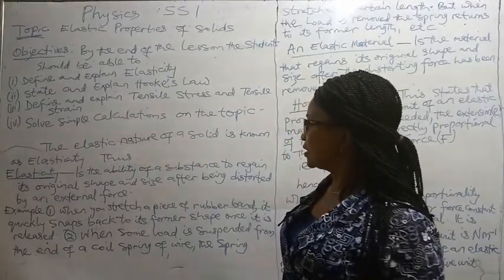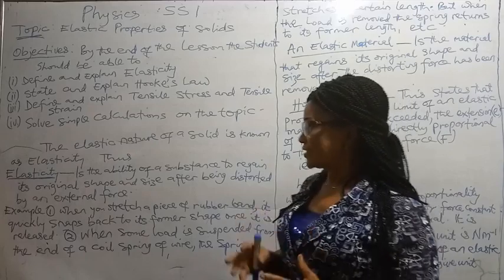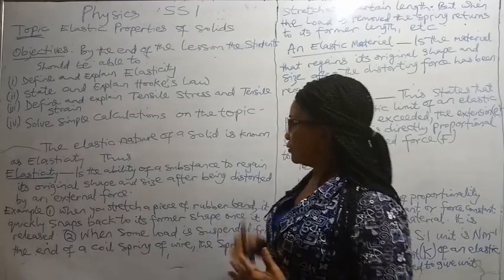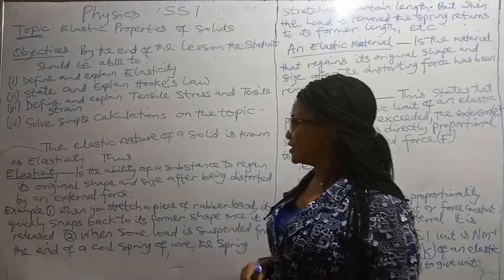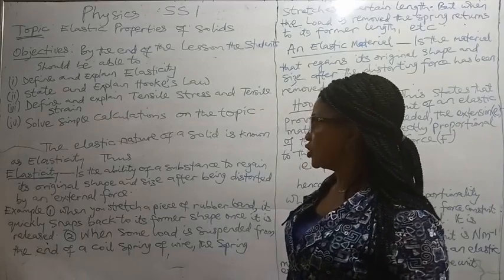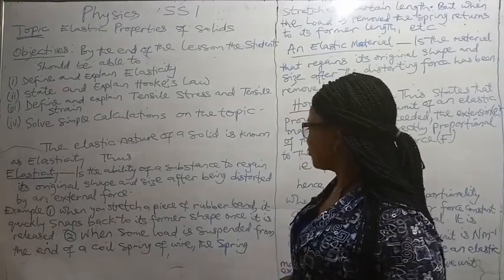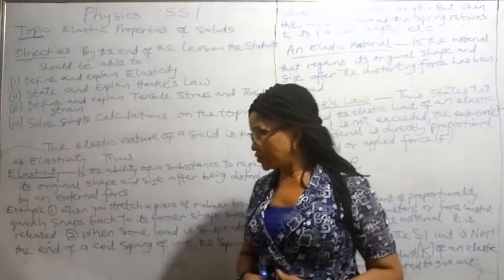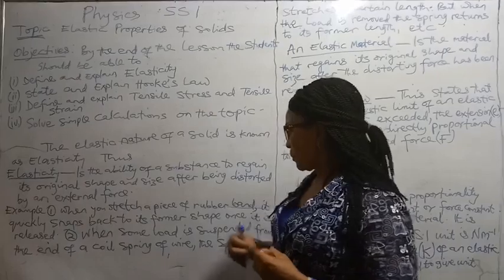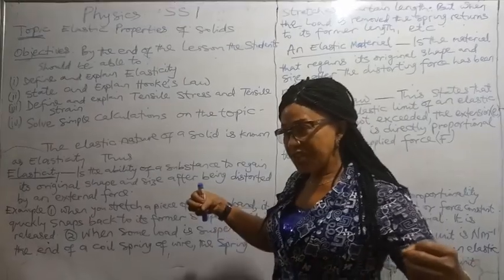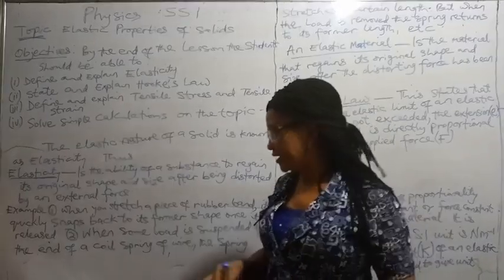Now here we go into the topic. The elastic nature of a solid is known as elasticity. Now let us define what elasticity is as a word. Elasticity is the ability of a substance to regain its original shape and size after being distorted by an external force. For example, when you stretch a piece of rubber band, it will stretch, and when you release it, it will snap back to its original shape and size.